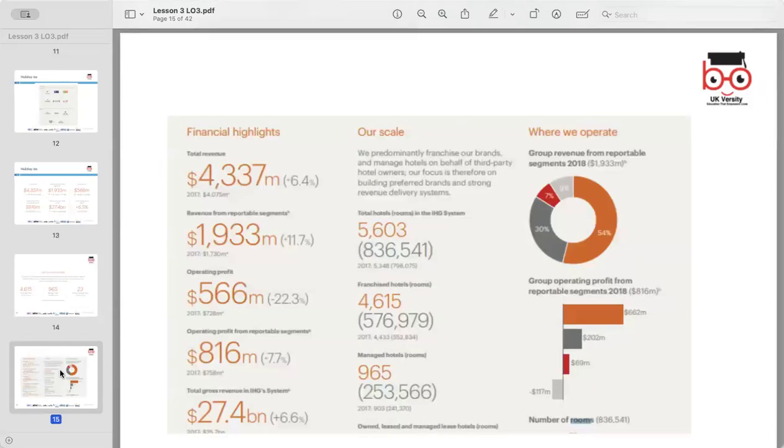Right. Here is a financial highlights and operating overview. We will examine the financial performance and operating highlights of Holidayne, a prominent player in the hospitality industry.